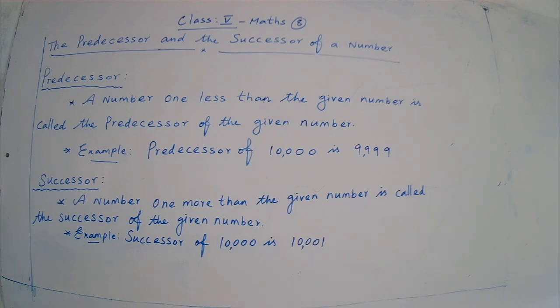Write neatly. Then after you write the example. Okay, predecessor of 10,000 is 9,999.